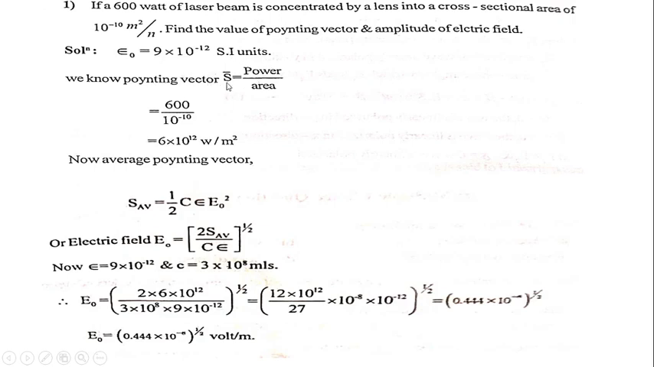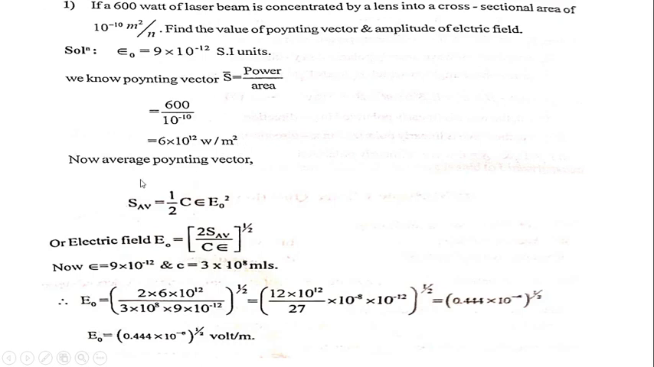We know Poynting vector S bar equal to power upon area. Now, putting the value of power and area, we get Poynting vector S bar equal to 600, that is the value of power, power of laser beam, upon 10 raised to minus 10. So after division we get Poynting vector S bar equal to 6 into 10 raised to 12 watt per meter square.